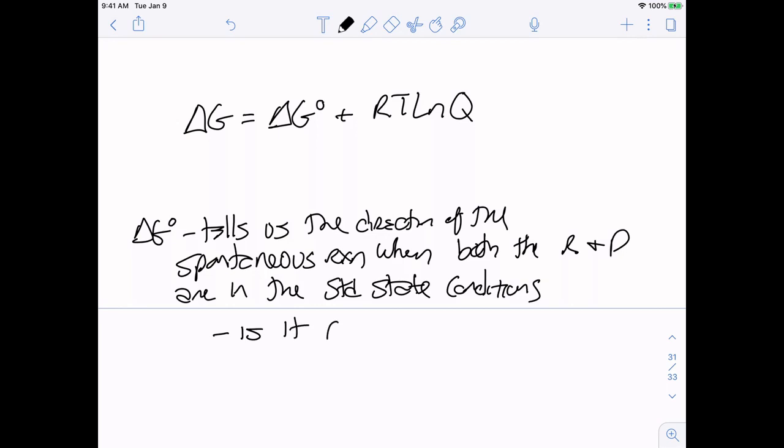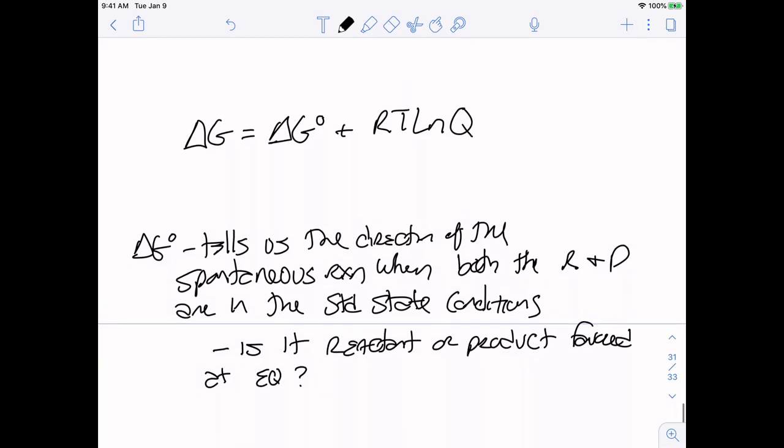Is it, by it I mean the reaction, so is the reaction reactant or product favored at equilibrium? And we'll come back to this, which is why I'm repeating it so much now.